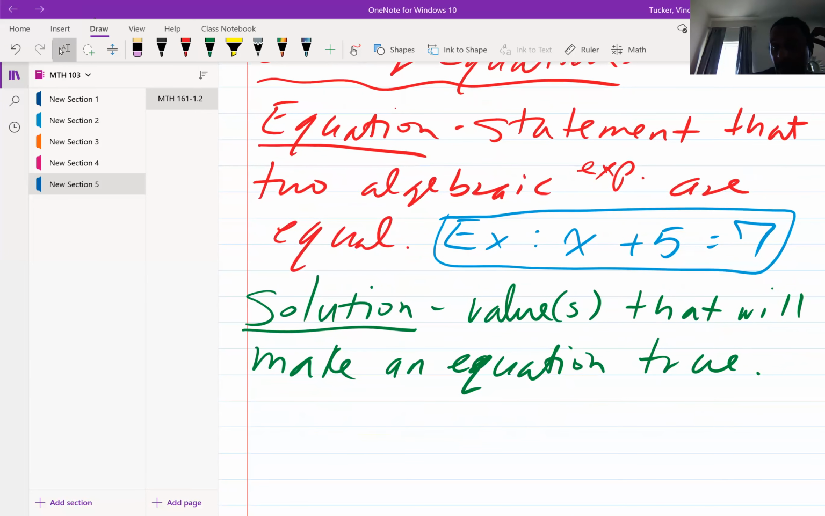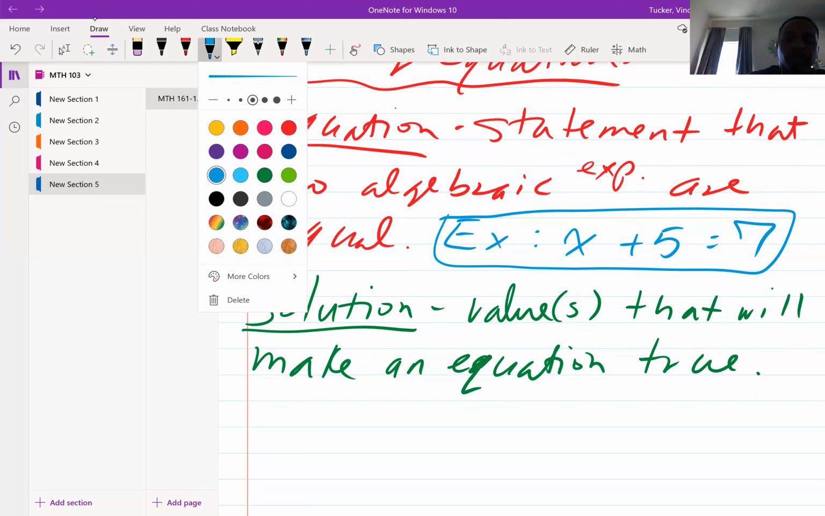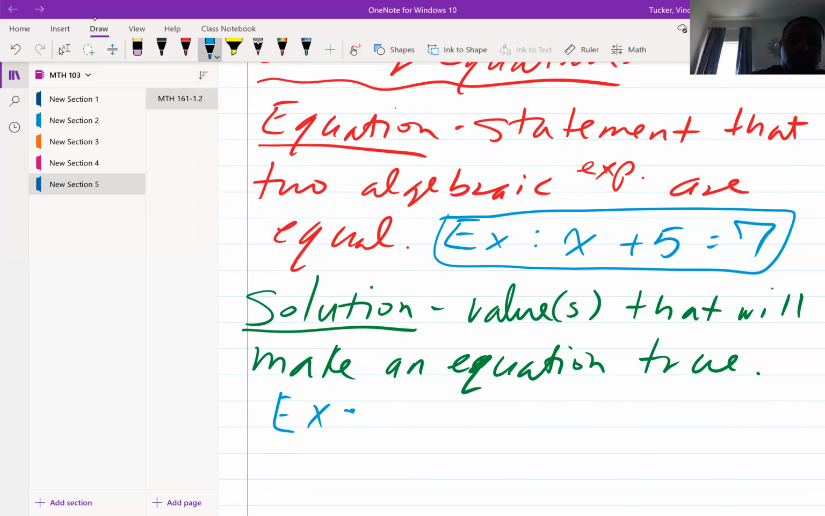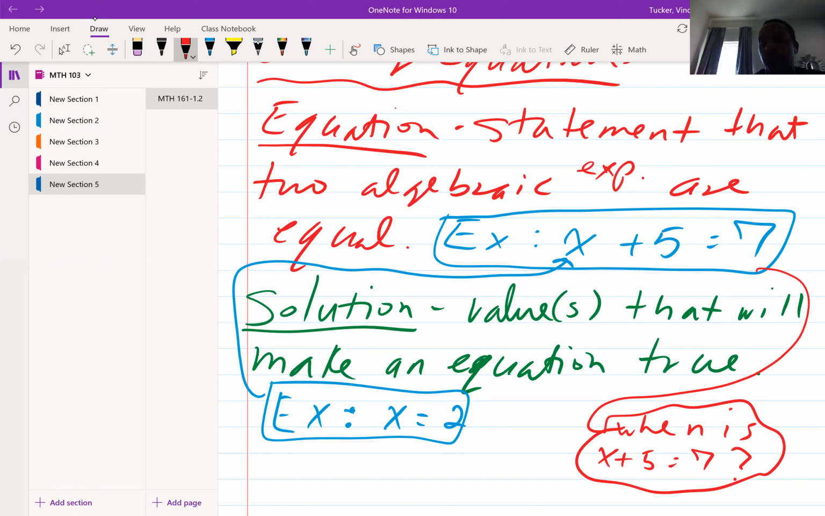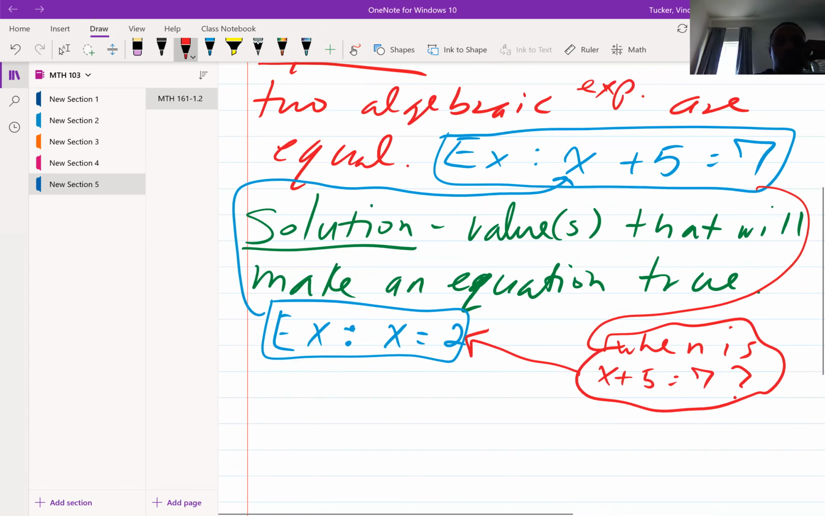All right, so your solution is going to be a value or values. Once we get into more complex equations, you will have more than one solution that will make an equation true. An example of that, in this case, is x equal to 2. In other words, what value can you plug in for x to make that statement true? That would be 2. Or you can ask yourself, when is x plus 5 equal to 7? The answer is when x is equal to 2. Questions so far?